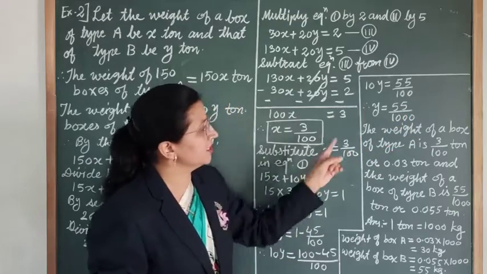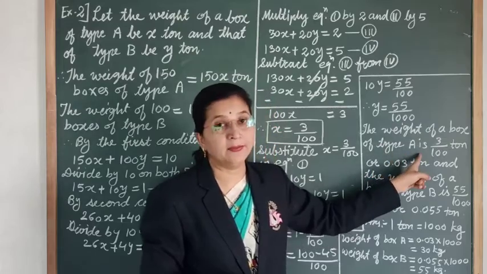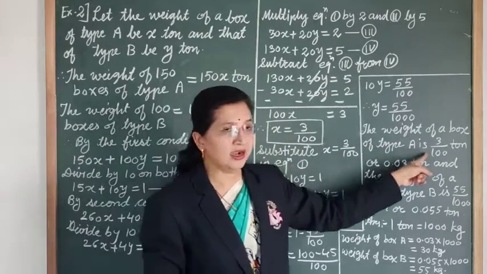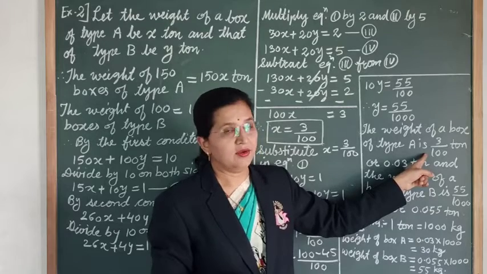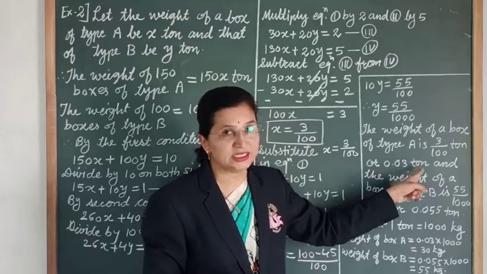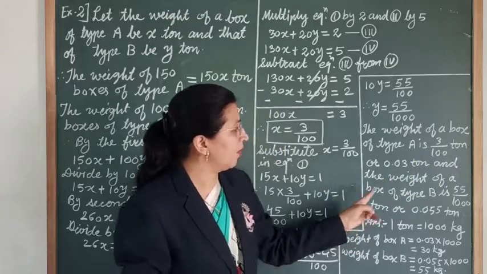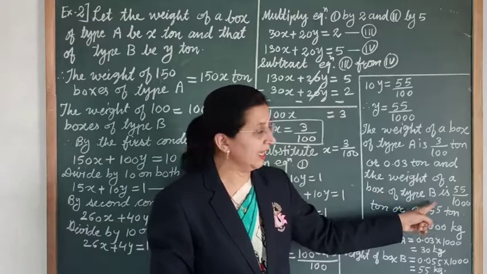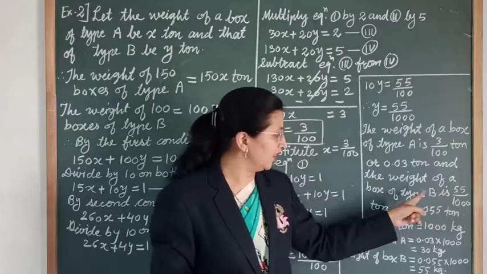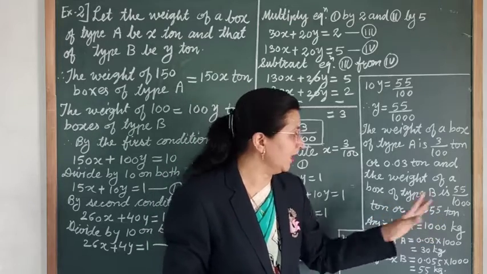Okay, so dear students, in this way, the weight of a box of type A is x. What is that? 3 upon 100 ton. Okay, we can write it in the decimal point like 0.03 ton. And the weight of a box of type B is 55 upon 1000. So let's convert it in the decimal point, that is 0.055 ton.